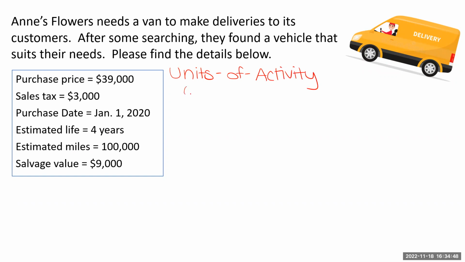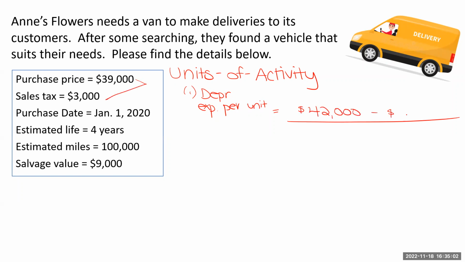Okay, again, there's those two steps. And again, you're free to pause the video and see if you were able to get it. Cost, we said our cost was $42,000. Salvage value is given at 9, and your estimated miles is 100,000. That gives you a depreciation expense per unit of 0.33.